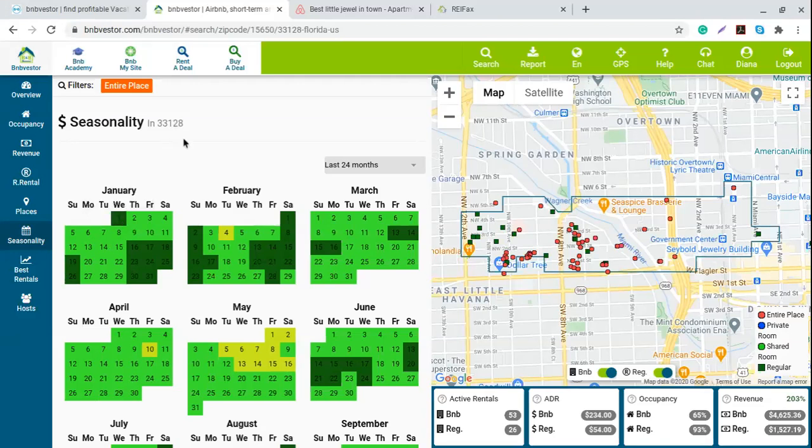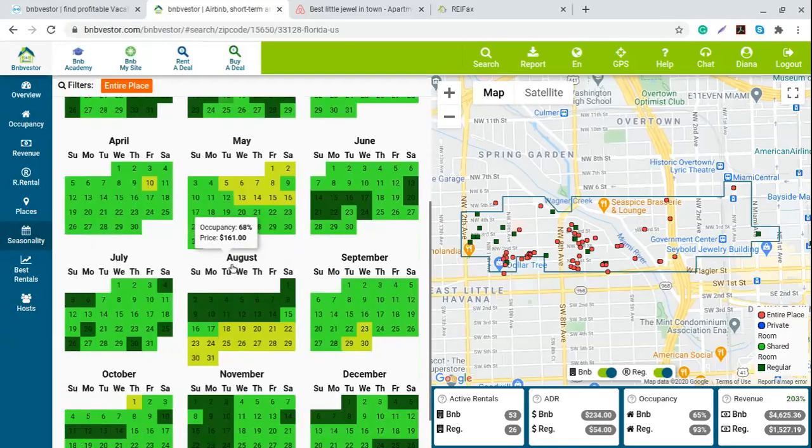And again, we are going to stay on this zip code. You can go ahead and select another area and check the seasonality there. But in this zip code, in the past 24 months, this was how the calendar was represented, okay?